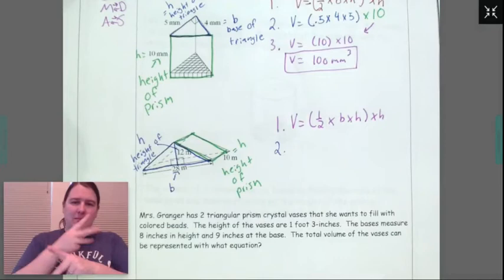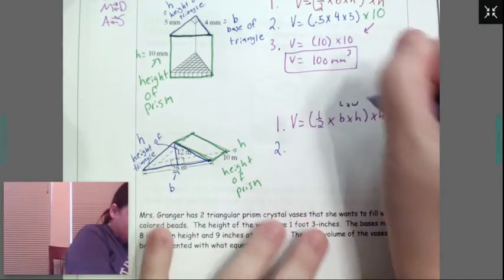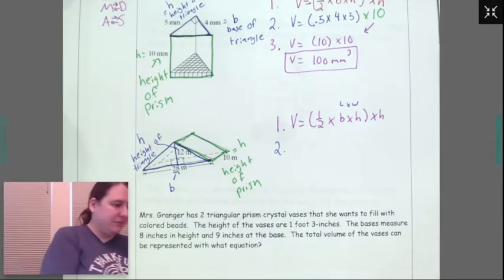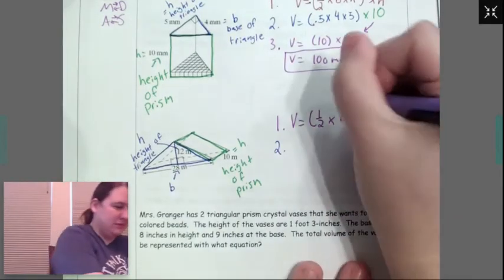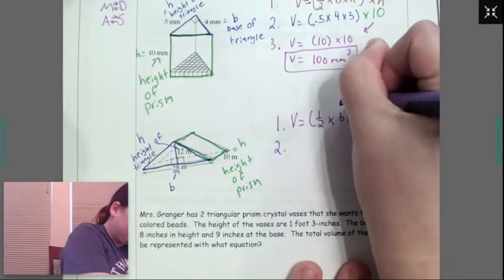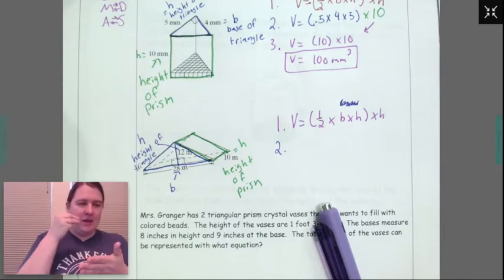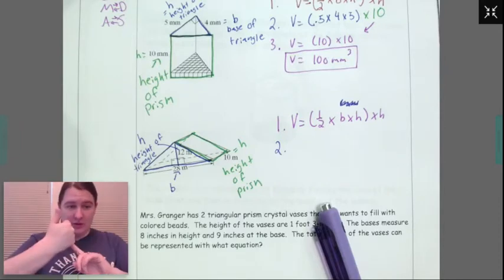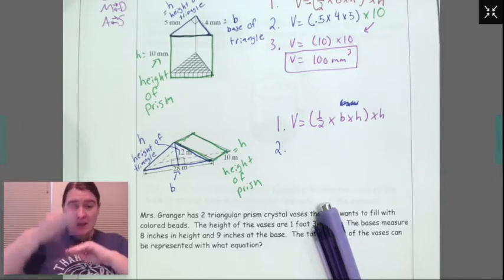Or length times width. Whichever you're more comfortable with. Sorry, no. I'm thinking of, I just did the notes for rectangular prism. I got confused for a second. Sorry. Use base and height for this.